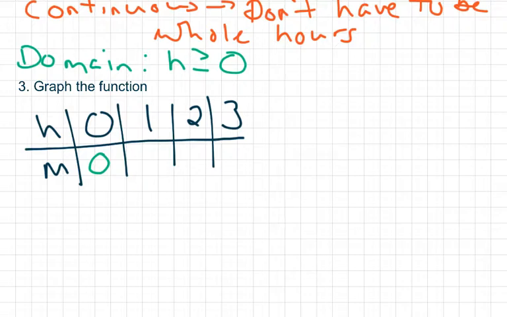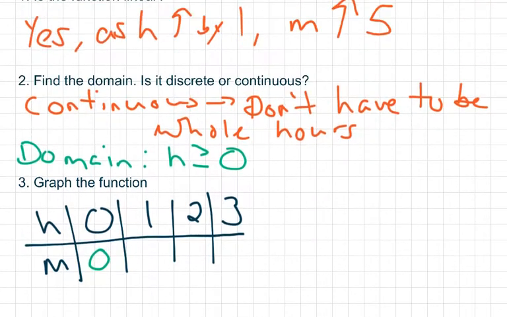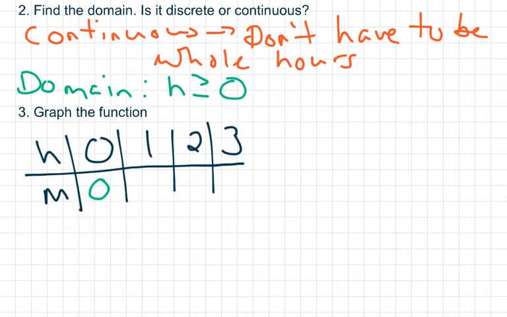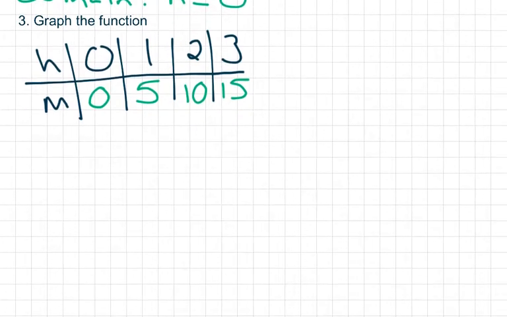I ran 0 miles. If I run for 1 hour, the problem says the number of miles run is a function of the number h of hours spent running. So if I'm going 5 miles per hour and I go for 1 hour, that means I've run 5 miles. If I continue that pace and I go for 2 hours, that would be 10 miles. And if I continue the pace for another hour, that would be 15 miles run. So I have 4 ordered pairs that I can graph here.